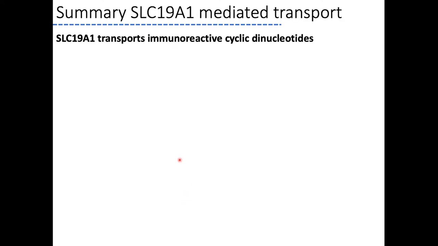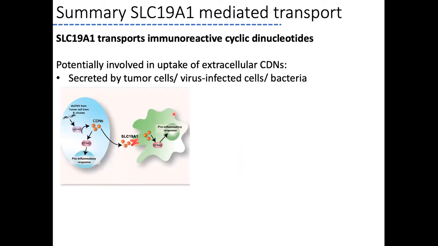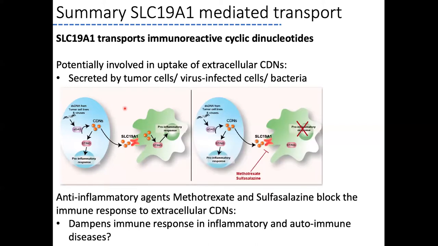So just to summarize this first part of the presentation, I've shown you that SLC19A1 is capable of transporting immunoreactive CDNs, and thereby it may potentially be involved in the uptake of extracellular CDNs from the extracellular environment, and those CDNs may be secreted from tumor cells or virus-infected cells or from bacteria. And I've also shown that we can inhibit this process using these anti-inflammatory drugs, methotrexate and sulfasalazine, and that they thereby dampen the STING-induced immune response.